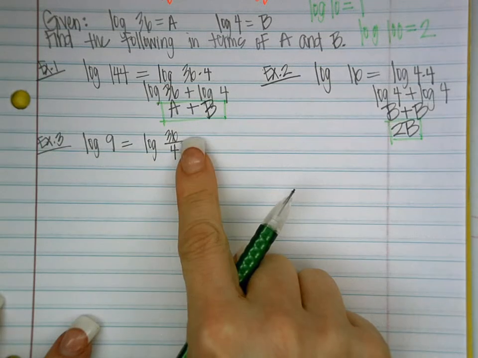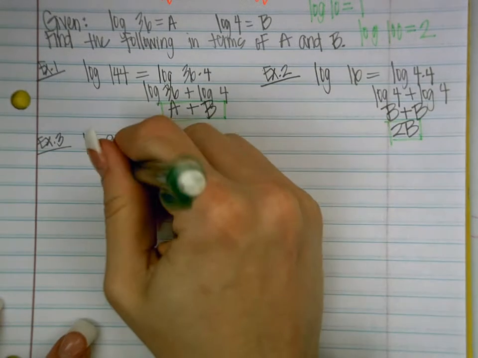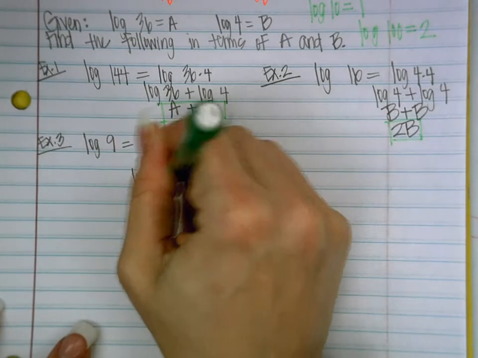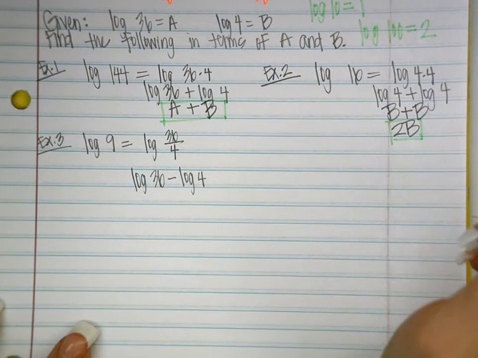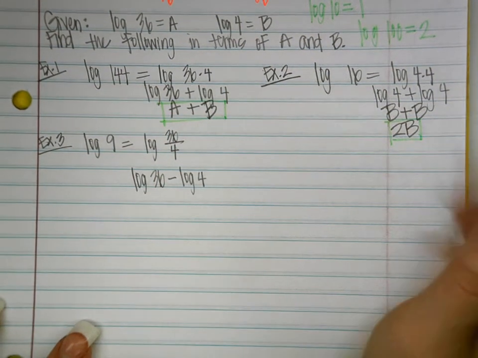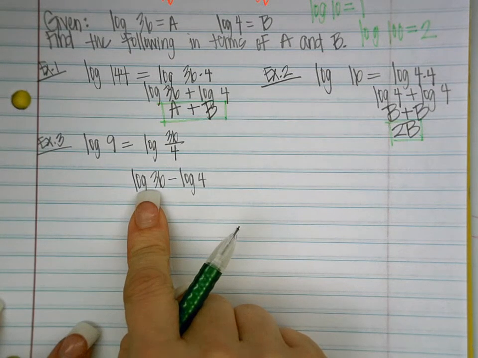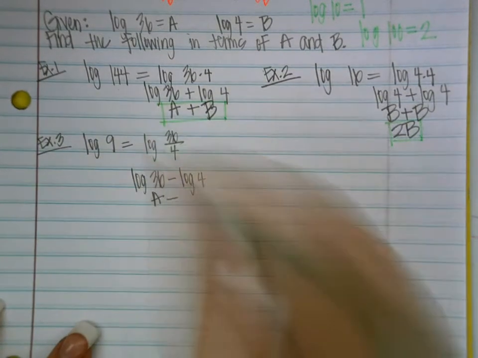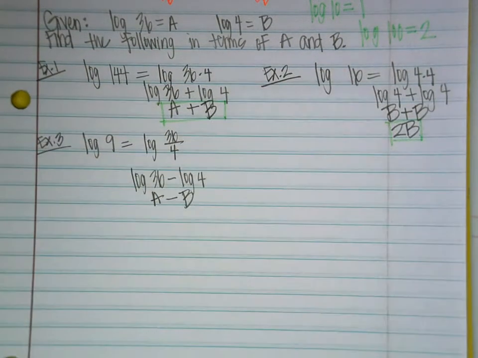What is the quotient rule? Or excuse me, what does divide break into? Subtraction. So this becomes log 36 minus log 4. What can I substitute for log 36? A. Minus, what can I substitute for log 4? B. That's your answer. Okay?